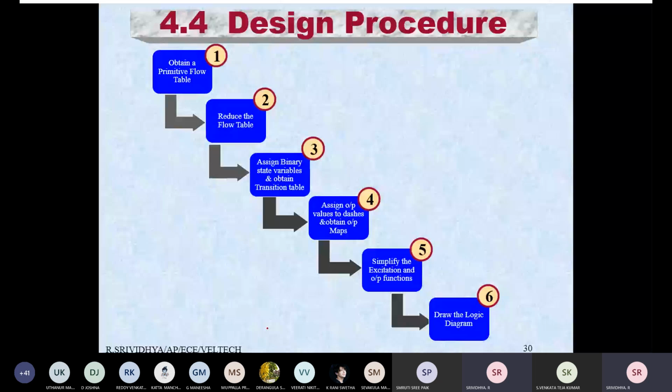Fine. So first I'm going to start with the design procedure. First we have to obtain a primitive flow table. Then we have to reduce the flow table. Then we will assign binary state variables and obtain the transition table. Then we will assign output values to dashes and obtain output maps. Simplify the excitation and output functions. Draw the logic diagram. As in the first class, whenever I read the steps, you will not understand anything. But now, since I have taken the analysis, can anyone tell me what is a flow table?